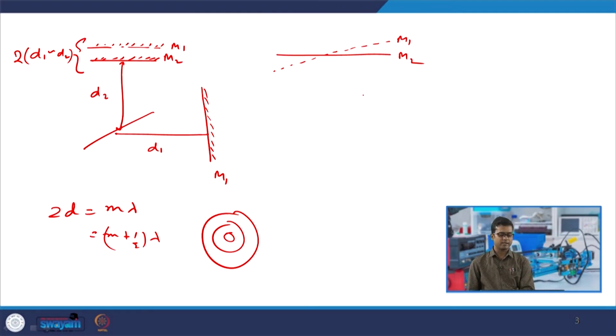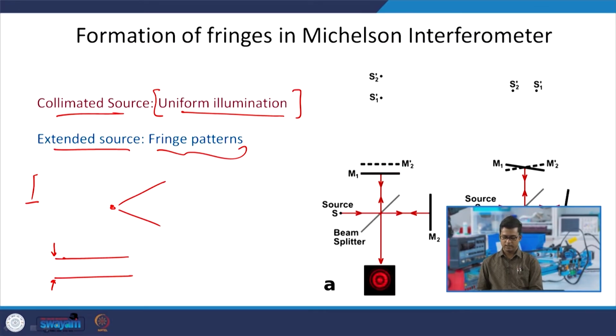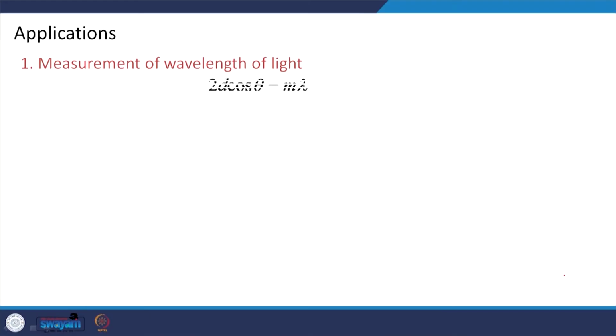Then you will have a wedge shape film, and this will give you straight line fringes. So, you will get this kind of fringes. It depends how you adjust it. There are screws where you adjust the plane of the mirror, so that you get circular or this kind of fringes. Applications of Michelson interferometer.